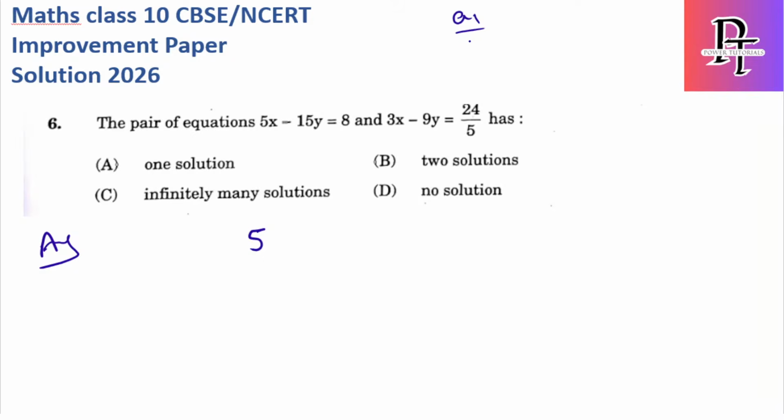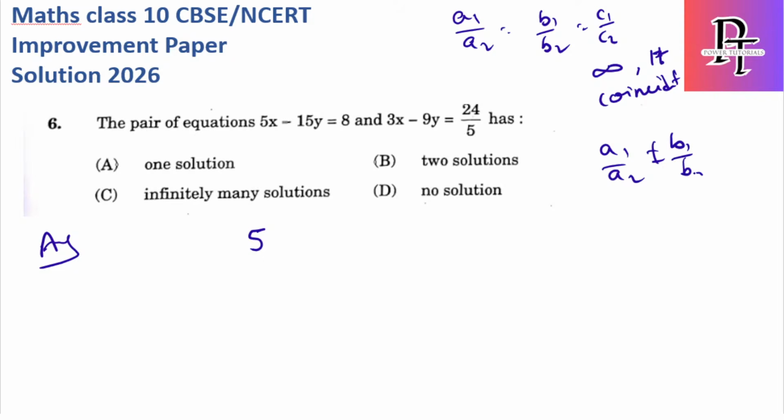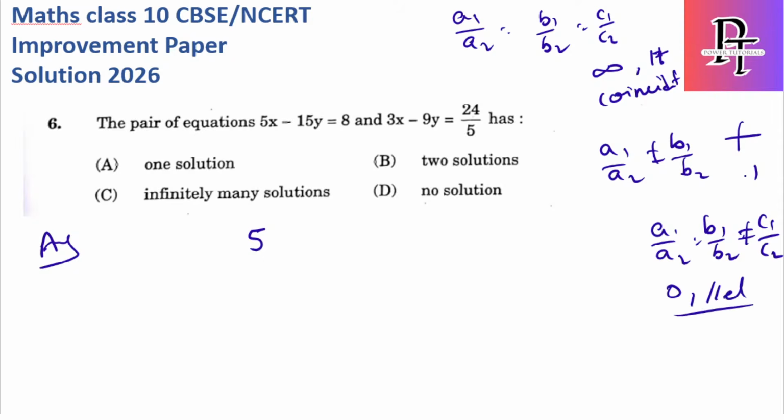The concept is a1 by a2 equal to b1 by b2 equal to c1 by c2 for infinite or coincident, whereas a1 by a2 should not be equal to b1 by b2 for intersecting or unique solution, and a1 by a2 is equal to b1 by b2 but not equal to c1 by c2. This is for zero solution or parallel lines. So we have to check which criteria it belongs to. For that I will write a1 by a2, b1 by b2, c1 by c2 first.